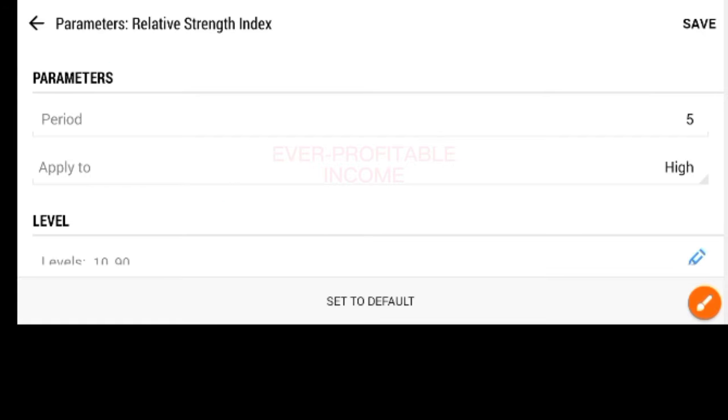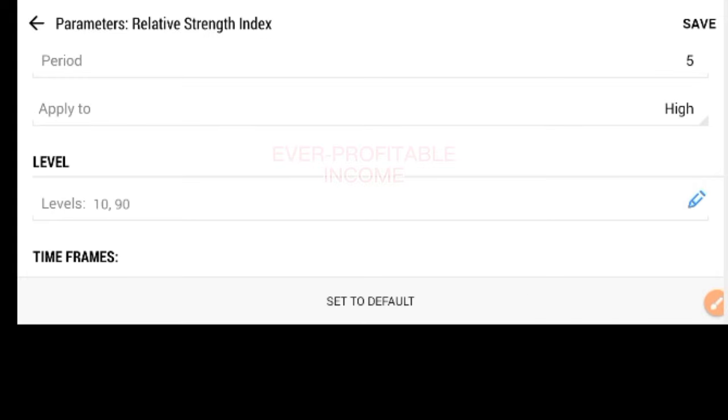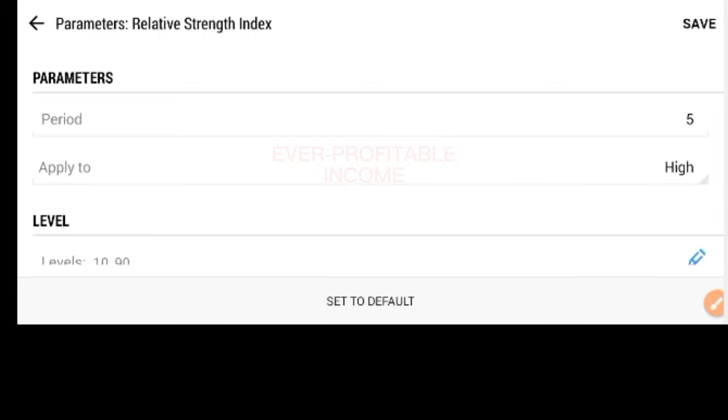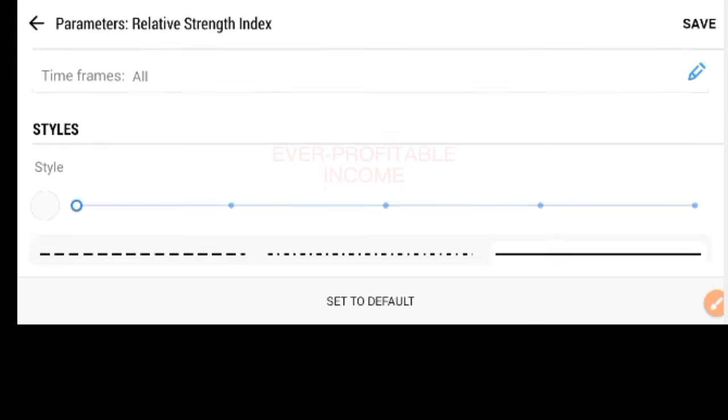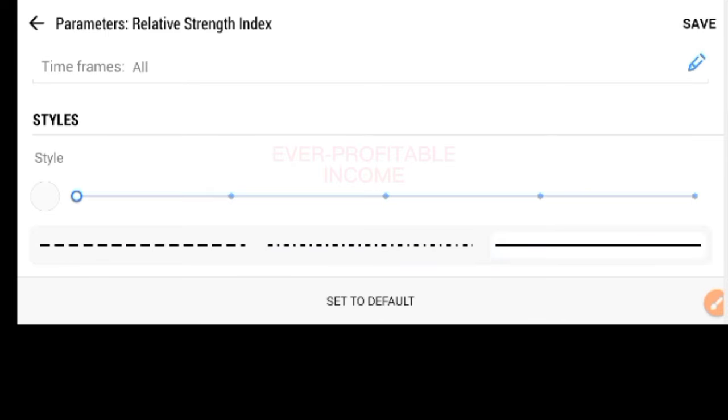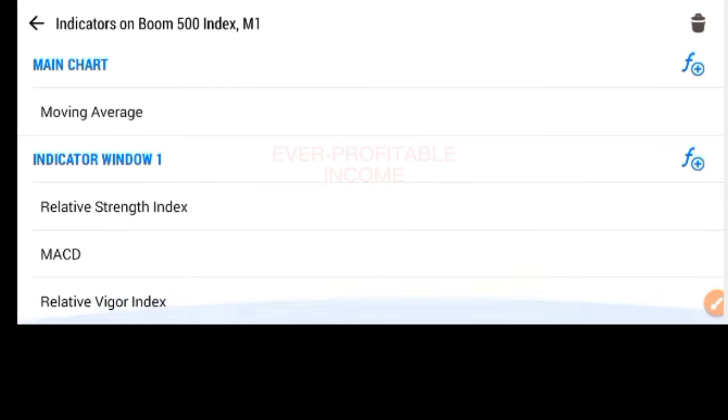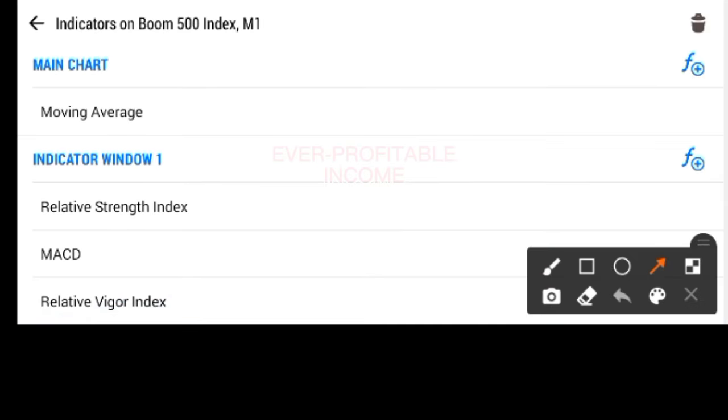So your relative strength index is period 5, apply to high. The levels are level 90 and level 10. Then the style should be your background color, because we don't want it to be visible on our chart. Then the next indicator is your MACD.